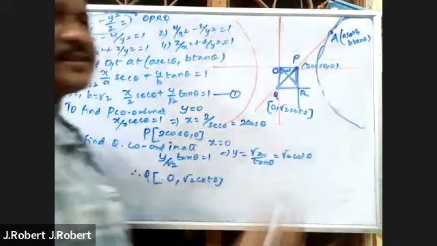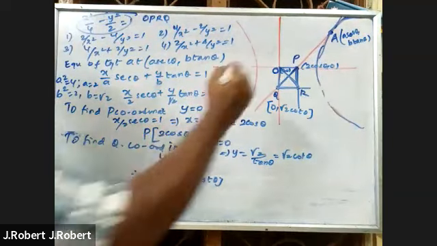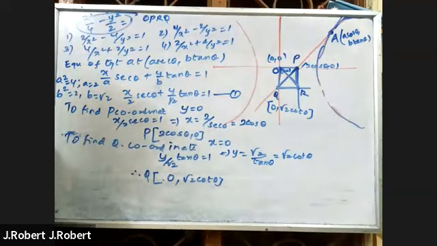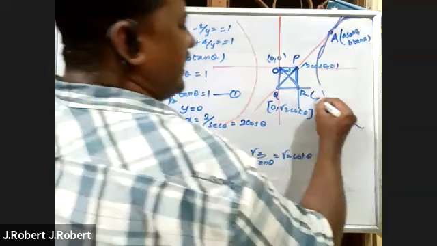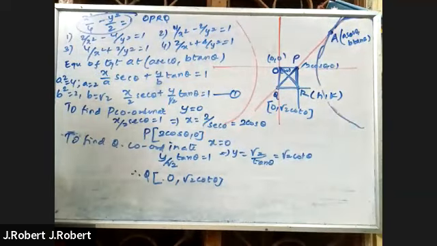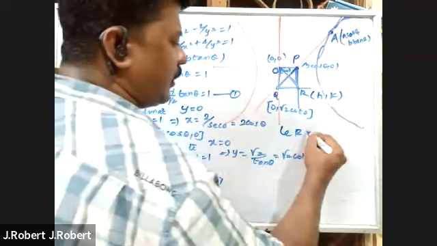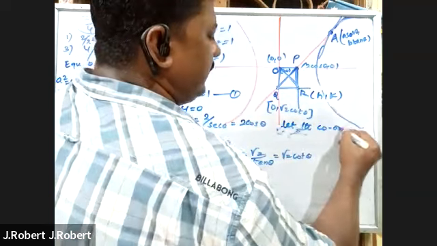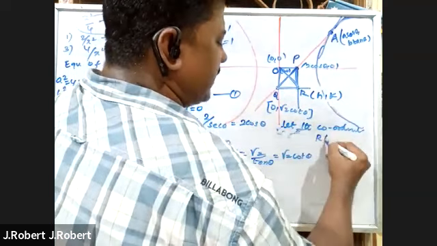I don't know what R is. Let us see what we know. O is (0, 0). P is (2 cos theta, 0). Q is (0, root 2 cot theta). But I don't know what R is. I am taking R as (h, k). Let the coordinate of R be (h, k).